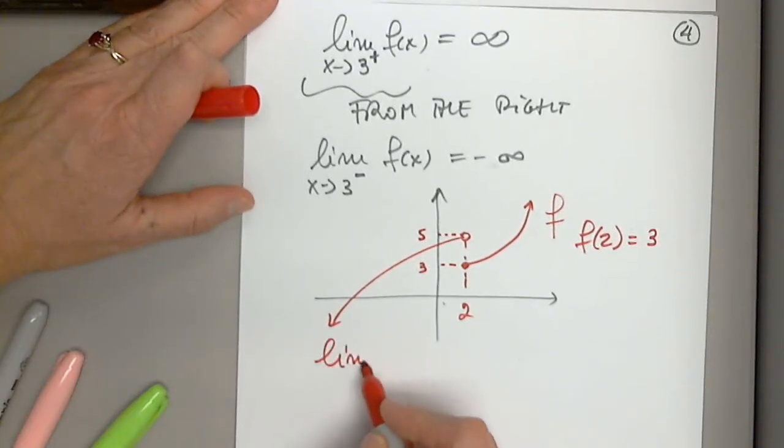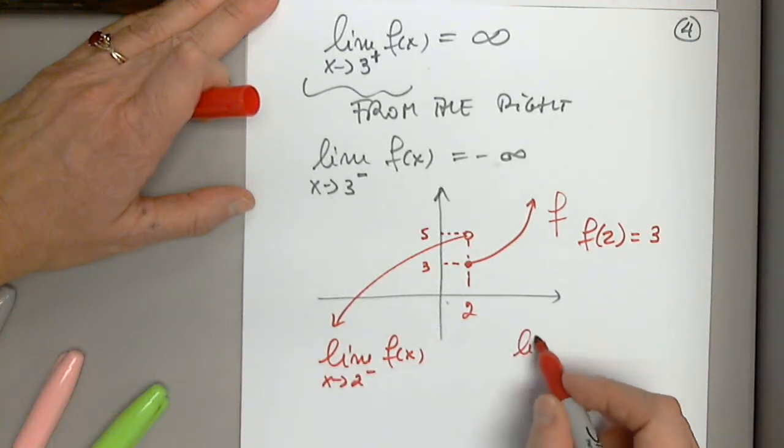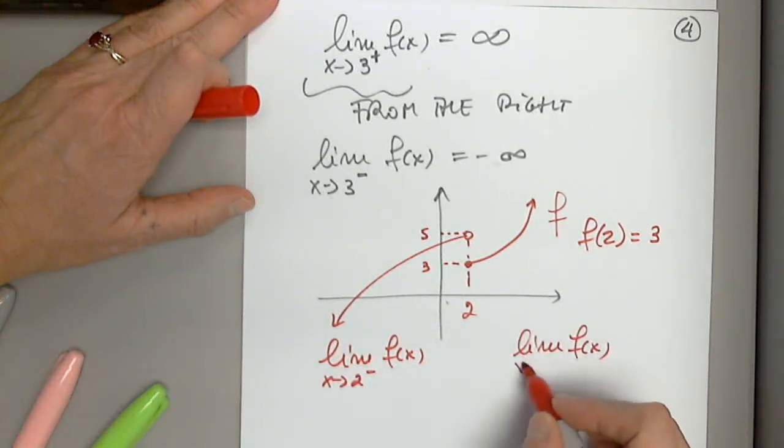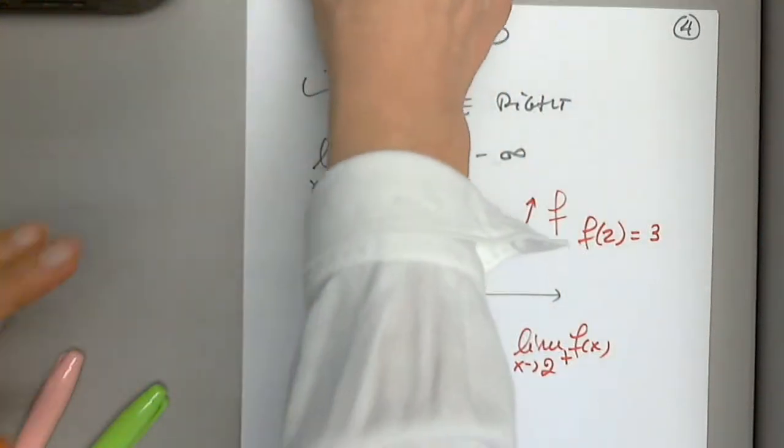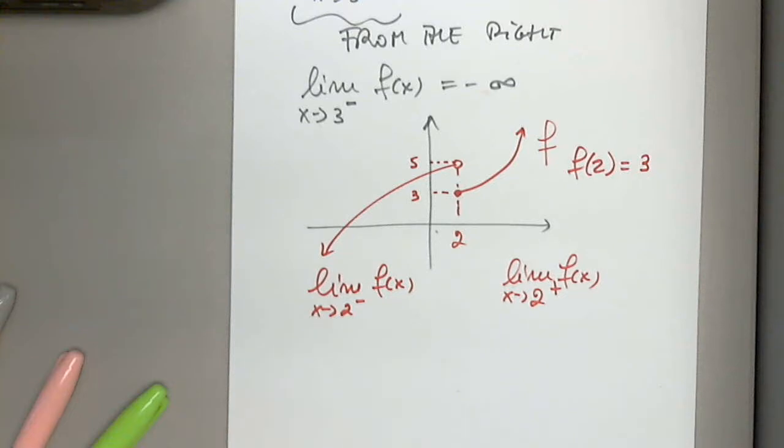So let's look at the limit of f of x as x approaches 2 from the left, and the limit of f of x as x approaches 2 from the right. This is a new graph, a new function, and then we'll look at problems from the book in a minute. So the first one, from the left. Any questions? Stop me anytime.